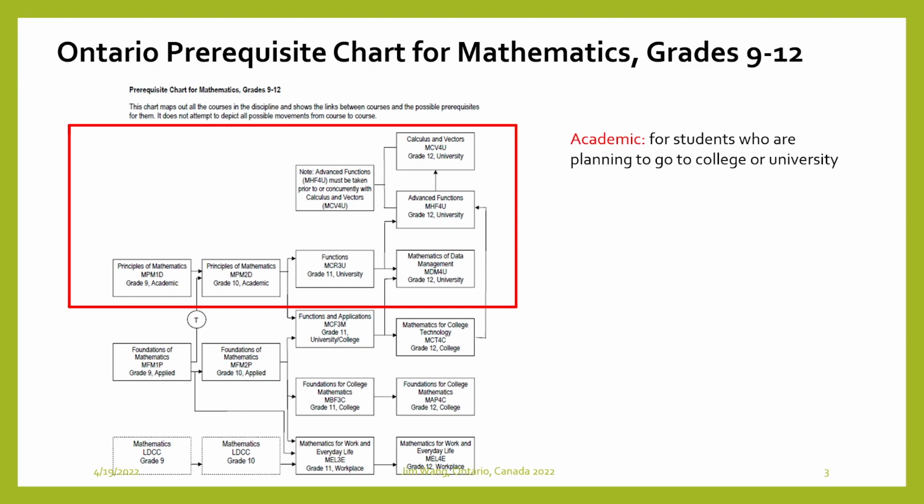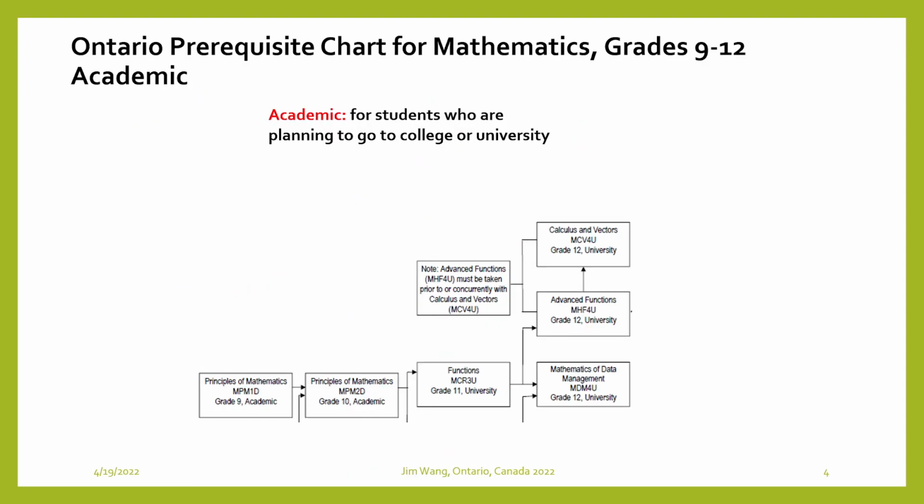To give you a better idea of what is offered, here's an outline containing all the math courses offered by Ontario secondary schools and the prerequisites to each course. For students who are planning to go to college or university, academic level math courses are required. This is the roadmap of what your high school math will look like.